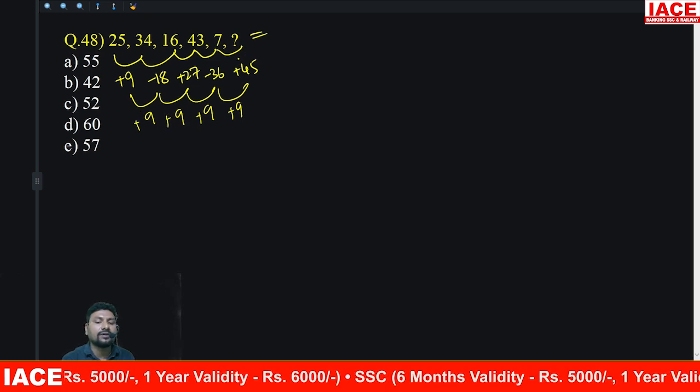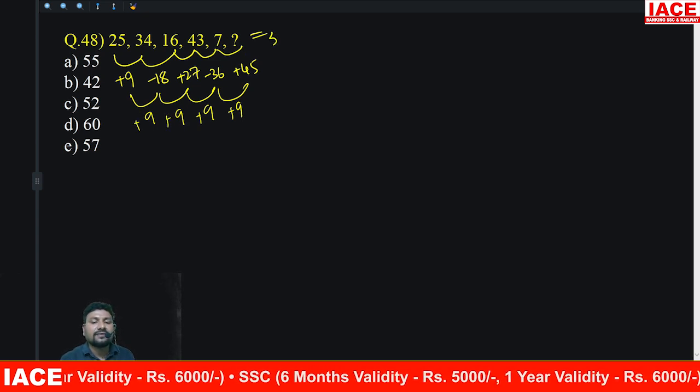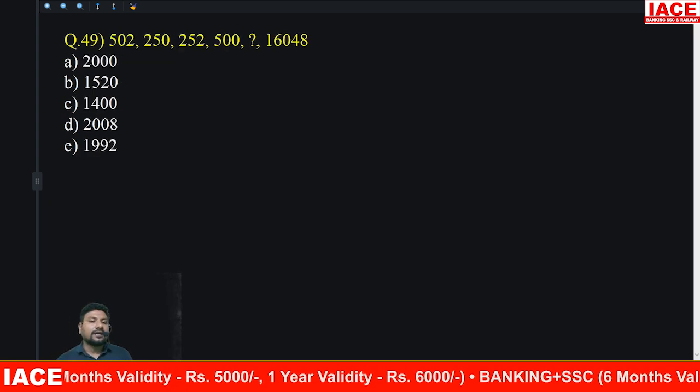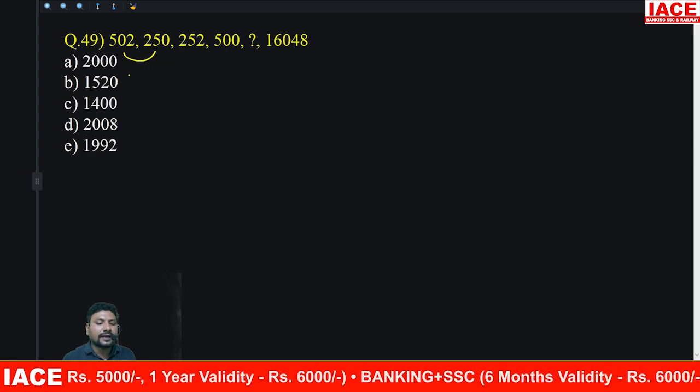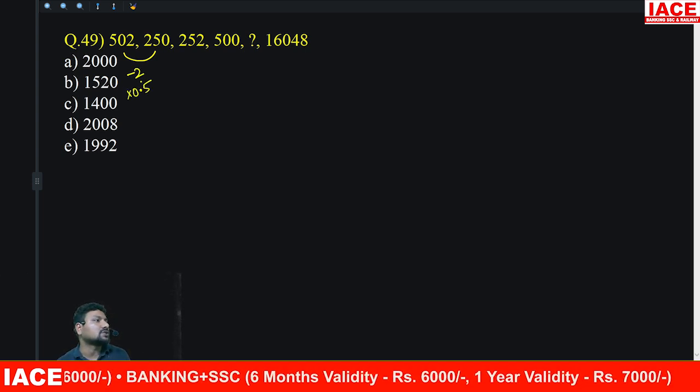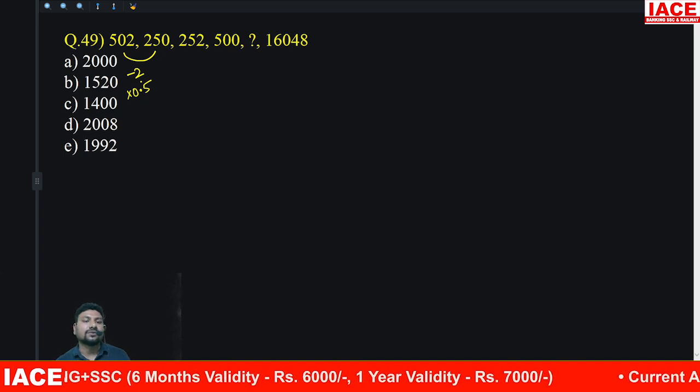Otherwise 9 table. Then 7 plus 45 equal to, answer is 52, option C. Final to 250. Remove minus 2 and multiply with 0.5. Remove minus 2 and multiply with 5.5. It is equal to 250.